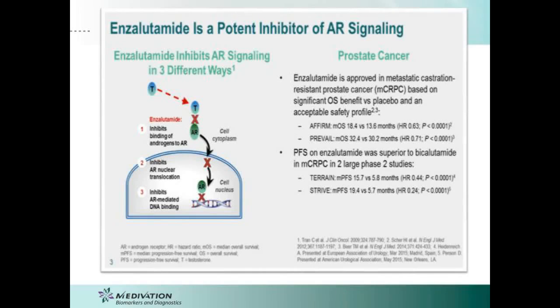So enzalutamide is a potent inhibitor of AR signaling. Androgen receptor is one of the key components in prostate cancer, and this drug is used in metastatic castration-resistant prostate cancer, where it gives a significant benefit in overall survival. In this particular study, we wanted to look at its activity in breast cancer. What is known is that it inhibits AR signaling in multiple different ways. It inhibits binding of androgens to AR, it inhibits the nuclear translocation, and it also inhibits androgen-mediated DNA binding.